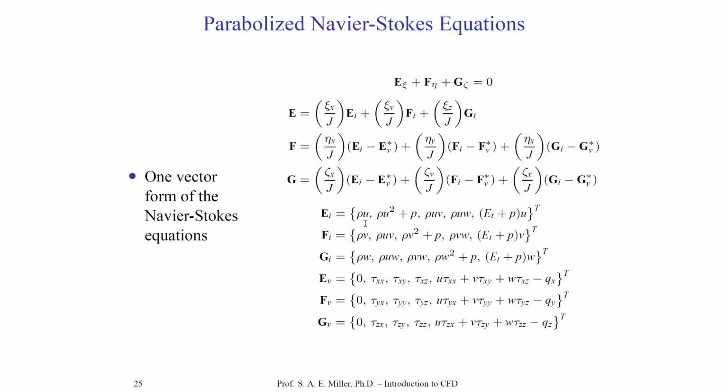So for example, the first component of E is rho U. The first component of F is rho V, and the first component of G is rho W. And then the first components of EV, FV, and GV, which stand for viscous, the little v means viscous, is 0. So if you go back to the first equation, we can look at it and say, well, the first component's rho U, and it has partial psi.